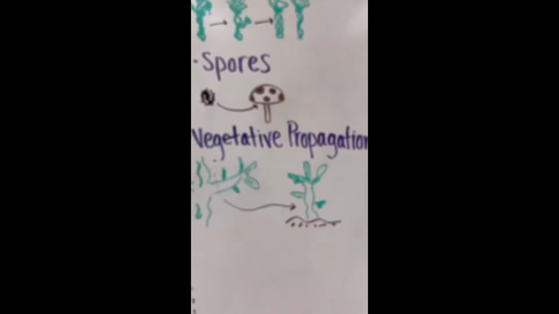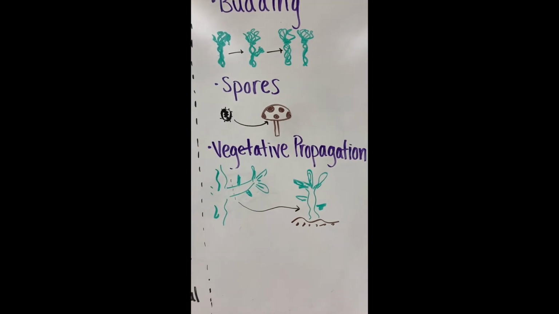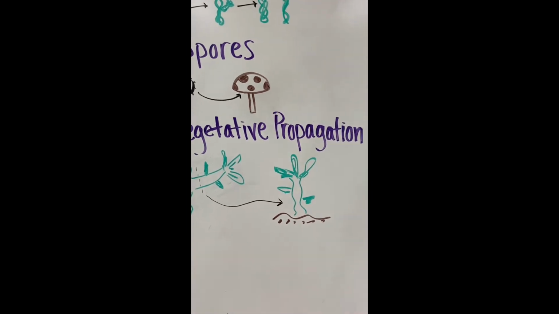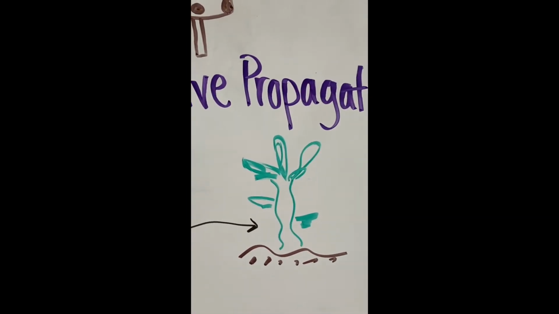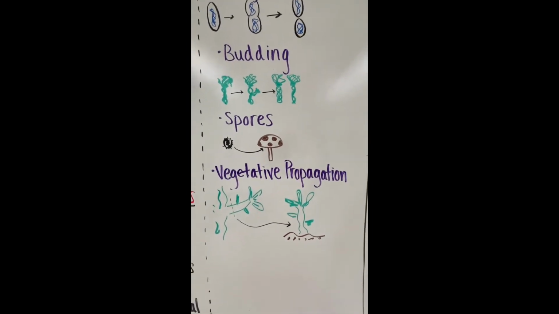All right, last is that fancy schmancy sounding vegetative propagation. That's when you just cut off a piece of a plant and replant it and it grows a new plant. And again, that plant is genetically identical. That is key. Do not forget that.